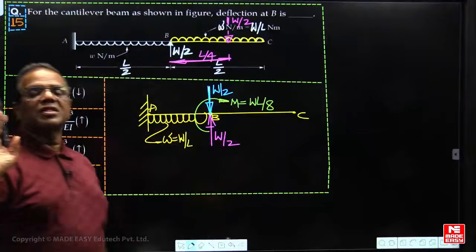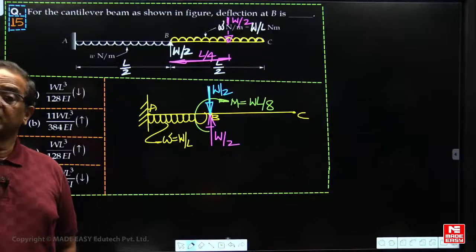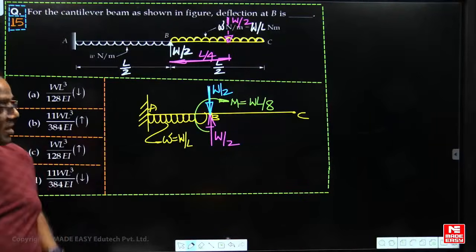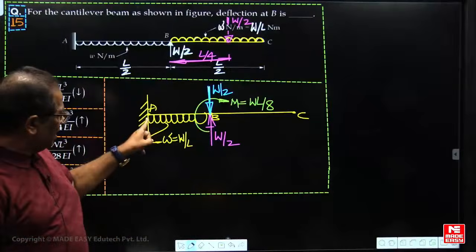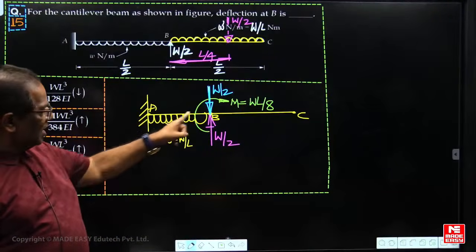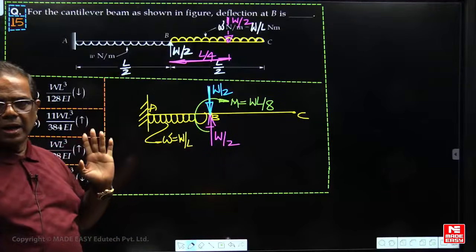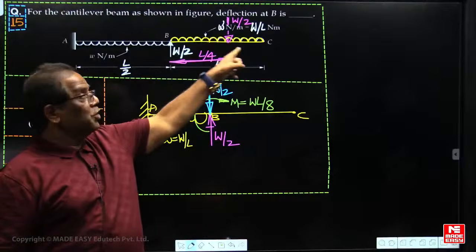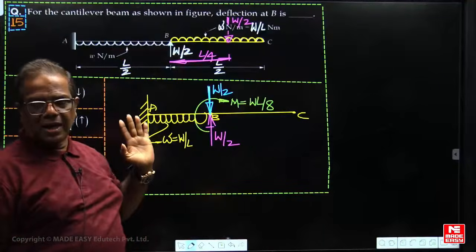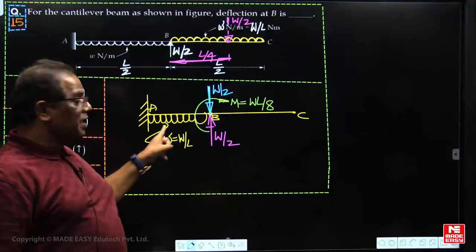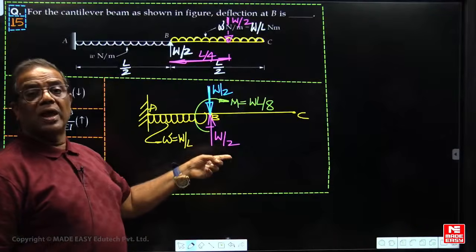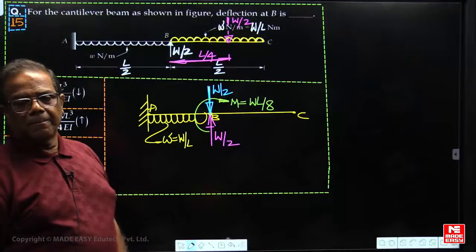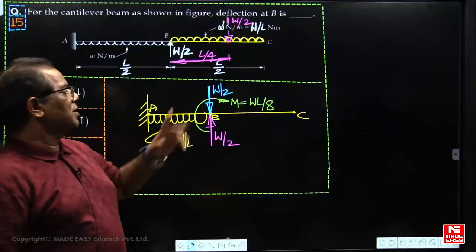If we don't use this approach, it will take more time now. Sir, why are you not converting to a constant point load? Already, due to this UDL, the deflection is known. Due to this upward UDL at B, it is not known. So what is the deflection at B due to this upward UDL? W L cube upon 6EI. In place of L, you have to put L by 2.